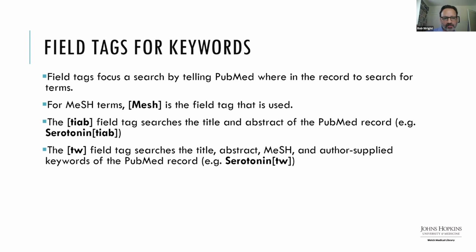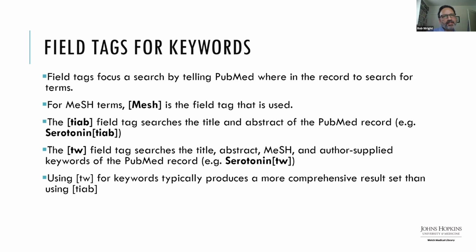TW stands for text word, and using that bracketed field tag, we'll search the title and abstract as well, but also mesh, although not looking for child terms, just the term itself, and then author-supplied keywords. So using TW is going to be more comprehensive in general than TIAB.